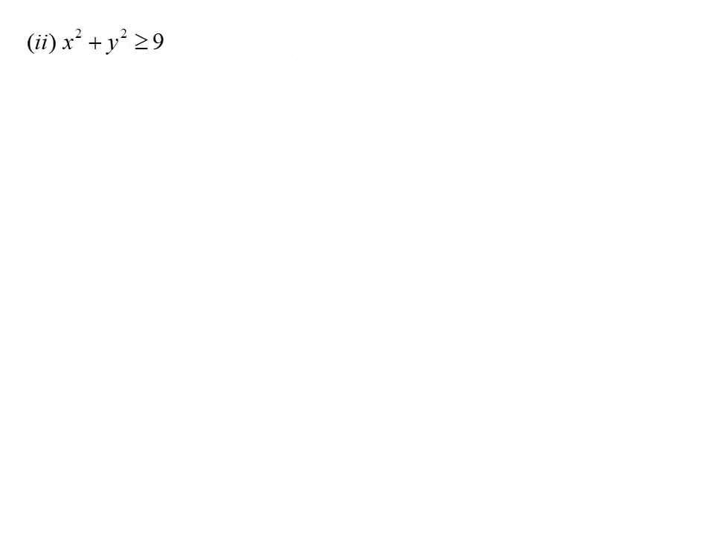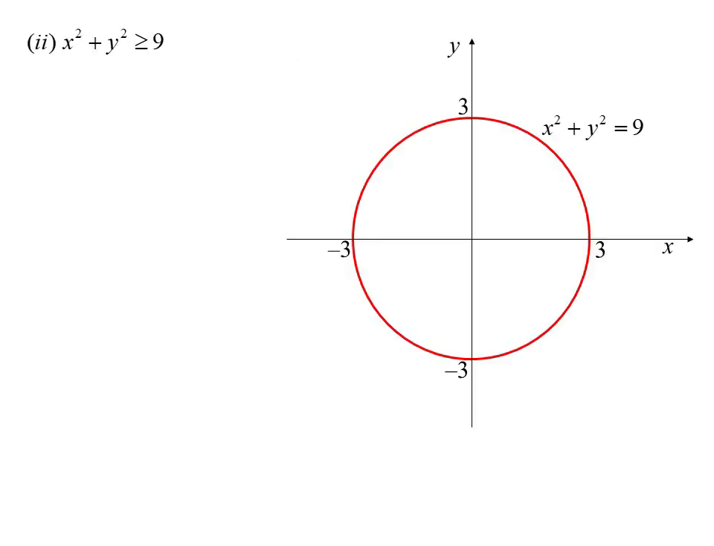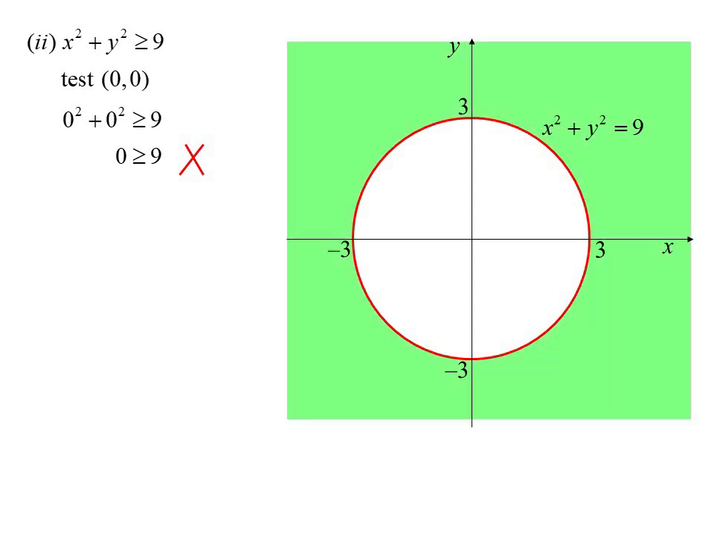We have a circle, x squared plus y squared, but this time greater than or equal to. So the boundary is included. So there's our circle, radius 3. Again, we've broken it up into two sections. This time it's inside the circle or outside the circle. So let's test (0, 0). Is 0 greater than or equal to 9? Well, no, it's not. Therefore, we must be outside the circle.